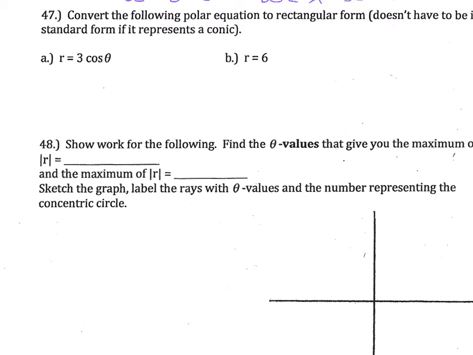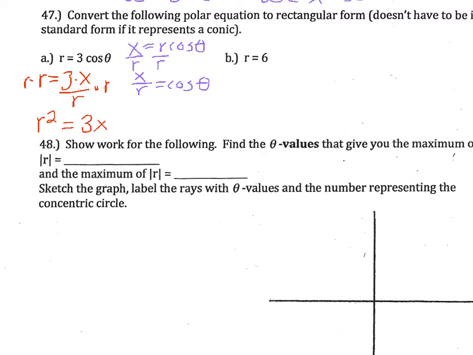So we want to remember that x equals r cosine theta. And we see that we have a cosine theta in our equation, so we're going to divide by r. So we know that x over r equals cosine theta. And that's what I'm going to substitute in for cosine theta. So I have r equals 3 times x over r. Now I'm going to multiply both sides by r. So I have r squared equals 3x.